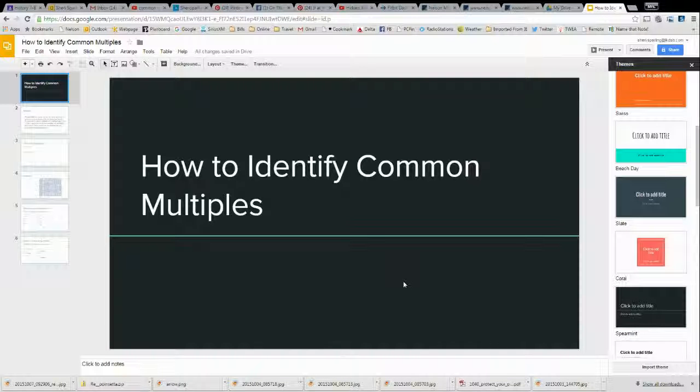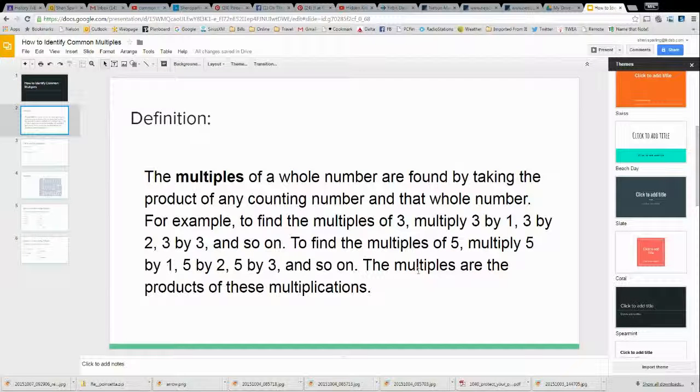Okay, grade 7s and grade 8s, some of you were having trouble with identifying common multiples. And it's a lot easier than I think you're making it. So a multiple is a whole number that is found by taking the product of any counting number and that number. For example, to find the multiple of 3, you're multiplying 3 by 1, 3 by 2, 3 by 3, and so on and so on.